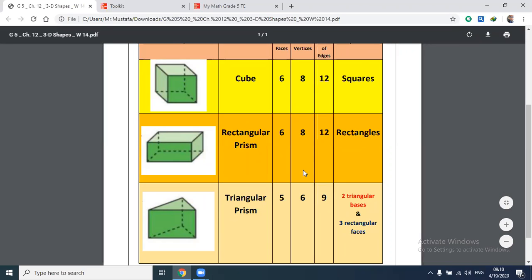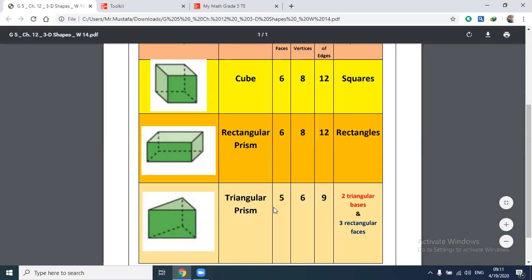Okay, and the last one here, the triangular prism, has how many faces? As you see, 5 faces, 6 vertices, 9 edges. To make it easier for you, see: 6 minus 1 is 5, 8 minus 2 is 6, 12 minus 3 is 9. You can subtract minus 1, minus 2, minus 3. Here it is 6, 8, 12, the same for both the cube and the rectangular prism.